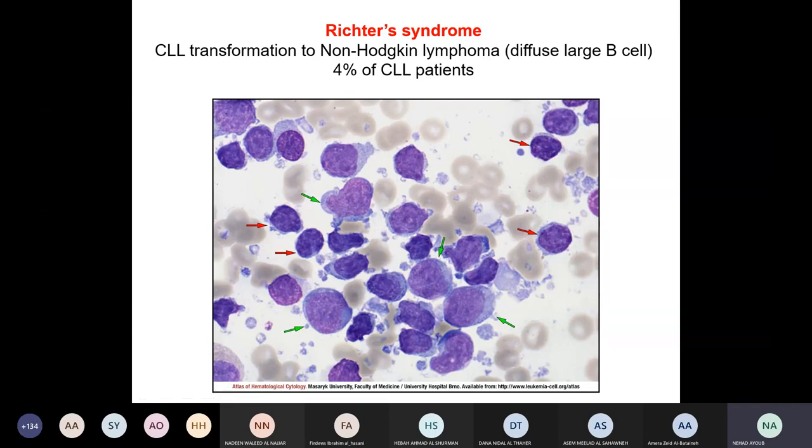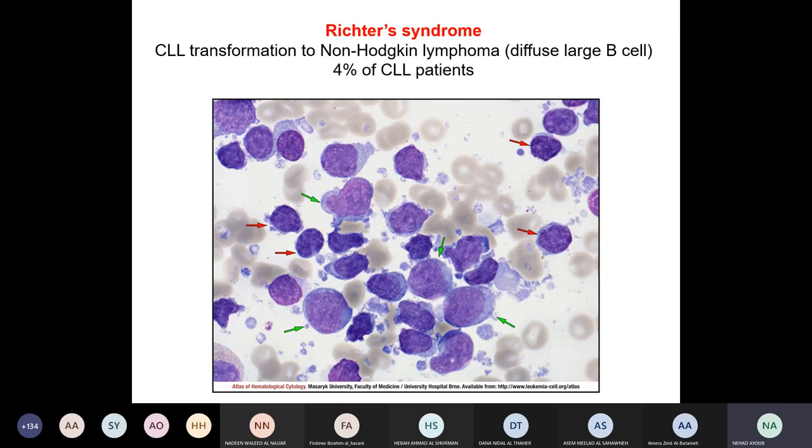We have two types of non-Hodgkin: the follicular and the diffuse, the aggressive diffuse large B cell. But when CLL patients transform, they actually become the more aggressive form of non-Hodgkin. لما أنا بقول 4% of CLL patients, this is not a small percentage. 4%, 5% is not a small percentage. فال transformation here is sort of, it can happen. Now, what causes CLL to transform to lymphoma is still not clear. يعني أكيد في certain factors that contribute to more genetic errors, infections.